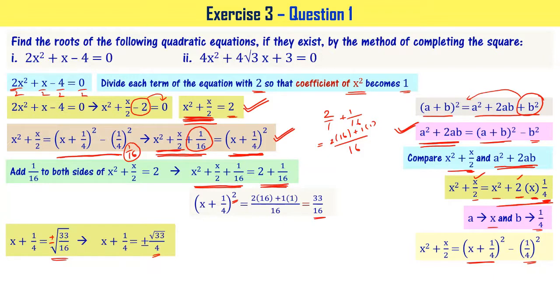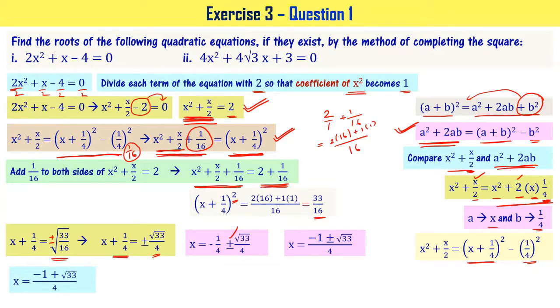Now I can transpose this plus 1 by 4 to the other side so that it becomes x equal to minus 1 by 4 plus or minus root 33 divided by 4, right? When I use only this plus symbol, x is going to be minus 1 plus square root of 33 divided by 4, right? I have used only the plus symbol here.